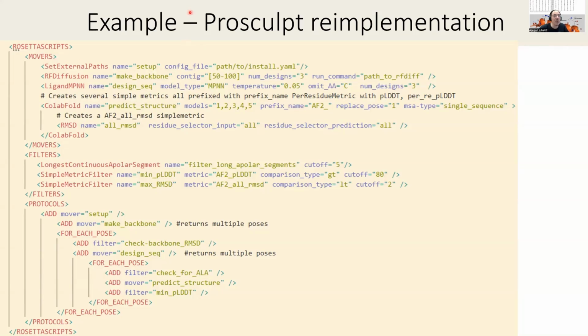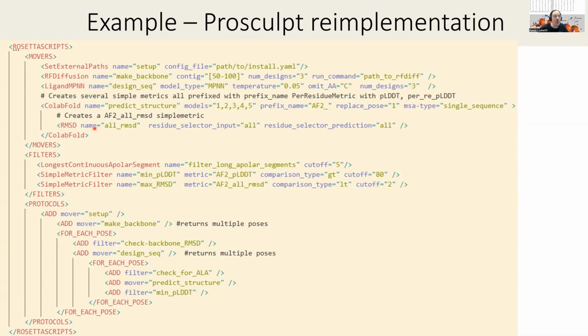This is a ProsCulpt pre-implementation, just designing a simple unconditioned monomer. So first you would set up all the paths where your tools are installed. Then, for example, you define an RFdiffusion mover, you give it a config and how many designs you want it to have. Then you define a LigandMPNN mover, and you give it the temperature, what parameters you want it to meet, and also how many poses it should return.